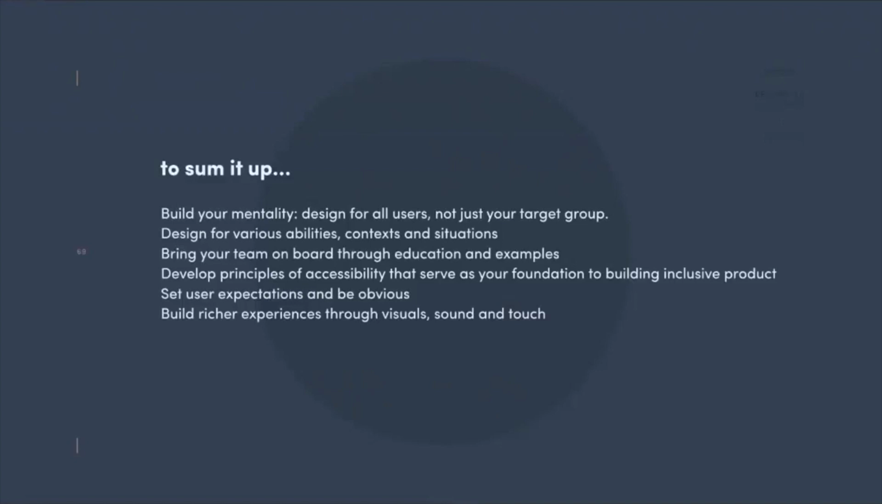I'll leave you here with some key takeaways to sum up what I've mentioned throughout. Build your mentality: design for all users, not just your target group. Design for people with various abilities, contexts, and situations, and I would say situations is probably the one that I would highlight the most. Bring your team on board through education and examples. Develop principles of accessibility that serve as your foundation to building an inclusive product. Set users' expectations and be obvious. And build richer experiences through visuals, sound, and touch.